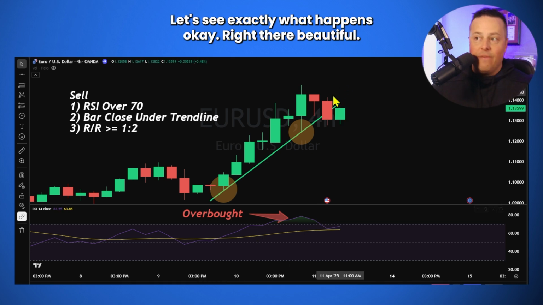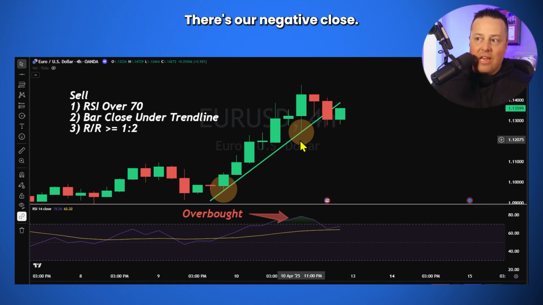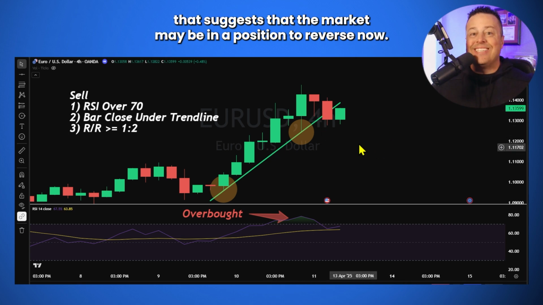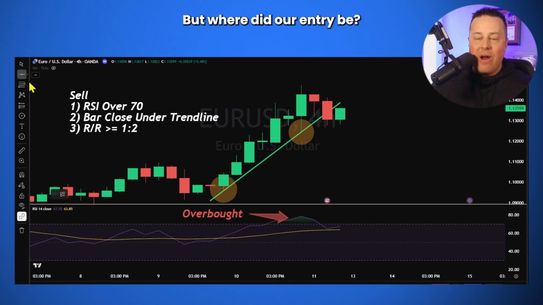Okay, right there. Beautiful. There's our close. There's our negative close. It's beneath our trend line. That suggests that the market may be in a position to reverse. Now, you can see we already bounced up a little bit, but where would our entry be?